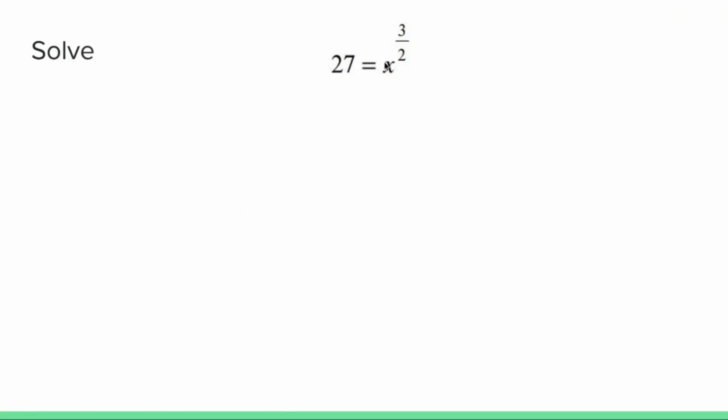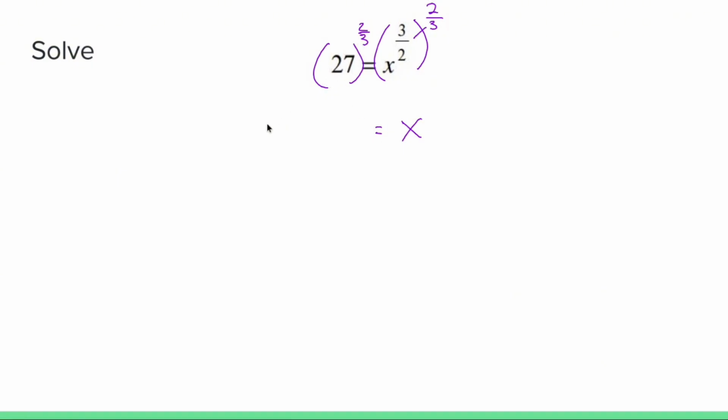Solve 27 equals x to the 3 halves. Well, in order to get rid of that 3 halves, I want to make it a 1 so x is all by itself. So why don't I multiply both sides, or not multiply, but take the 2/3 power to both sides. Take the 2/3 power. Why? Well, 3 over 2 times 2 over 3 is invisible 1. So x is now all alone.